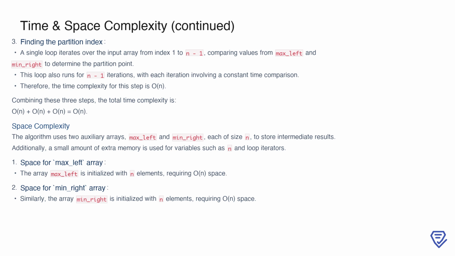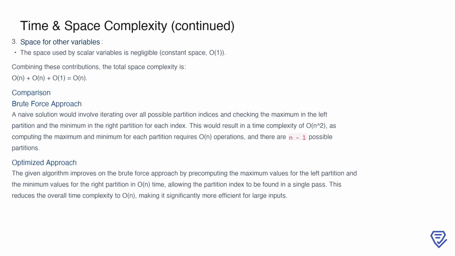On the space complexity side, the algorithm uses two auxiliary arrays, max_left and min_right, each of size n. This means that both arrays contribute O(n) to the space usage. In addition to the two arrays, the algorithm uses a small amount of memory for scalar variables such as n and loop iterators. These variables require constant space, or O(1). When we combine the contributions of the max_left array, the min_right array, and the scalar variables, the total space complexity is O(n) plus O(1), which simplifies to O(n).